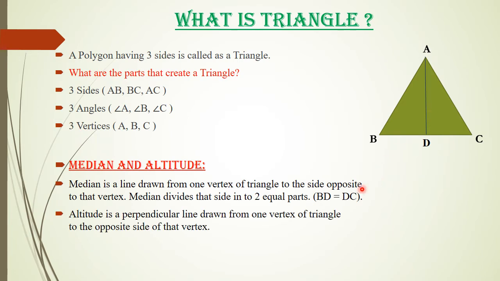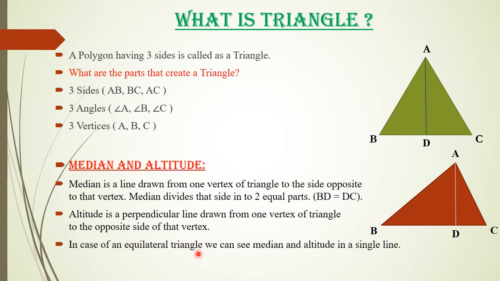Similarly, if I consider altitude, an altitude is also a line drawn from one vertex of any triangle to the opposite side of that vertex, but that altitude is going to make an angle of 90 degrees. Here you can see AD is making 90 degrees to the side BC. In this case, it cannot divide side BC into equal parts, that is BD and DC are not going to be equal in the case of an altitude. There is a particular case of the equilateral triangle where median and altitude are the same. That means the median itself acts as an altitude in the case of an equilateral triangle.